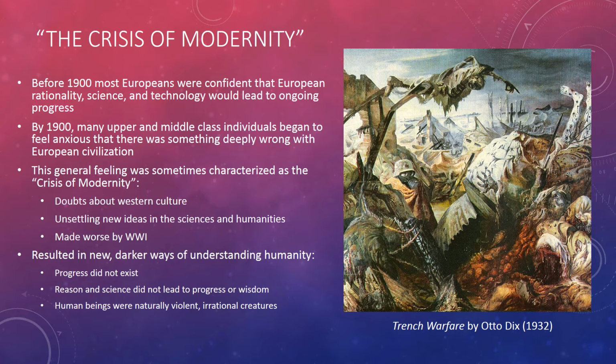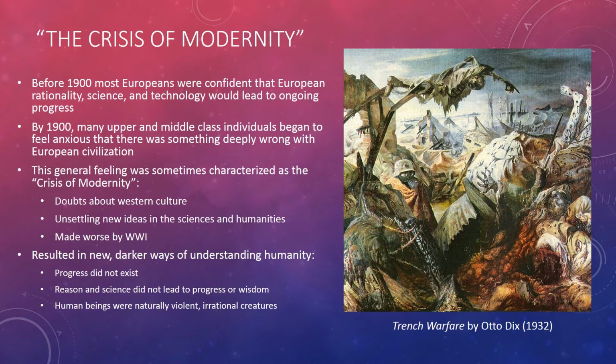But by around 1900, a lot of people in Europe, especially upper class and middle class people, started to worry that maybe there was something wrong with European society and that things weren't as good as some people said they were. And this feeling of anxiety and concern that things weren't as good as they seemed is called the Crisis of Modernity. And it leads to all sorts of doubts about Western culture and what Europeans are doing with the world. It's made worse by new ideas from the sciences and from the humanities. And it's definitely made worse by World War I, when European societies go to war with each other for really no good reason and destroy their societies.